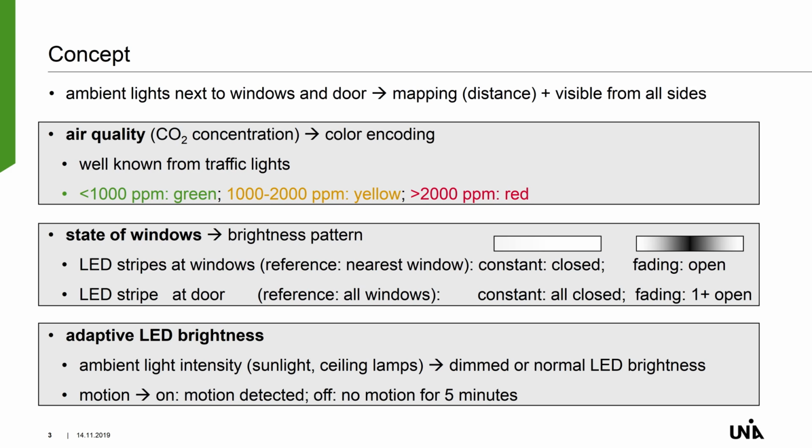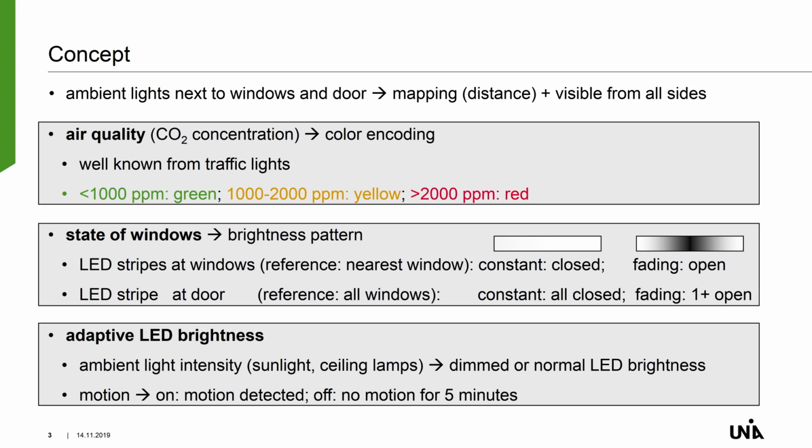To make it visible, it is encoded as the color of the ambient light. In this case, the well-known traffic light colors are applied. If the carbon dioxide concentration is below 1000 ppm, the color is set to green. Between 1000 and 2000 ppm to yellow, and above 2000 ppm to red.